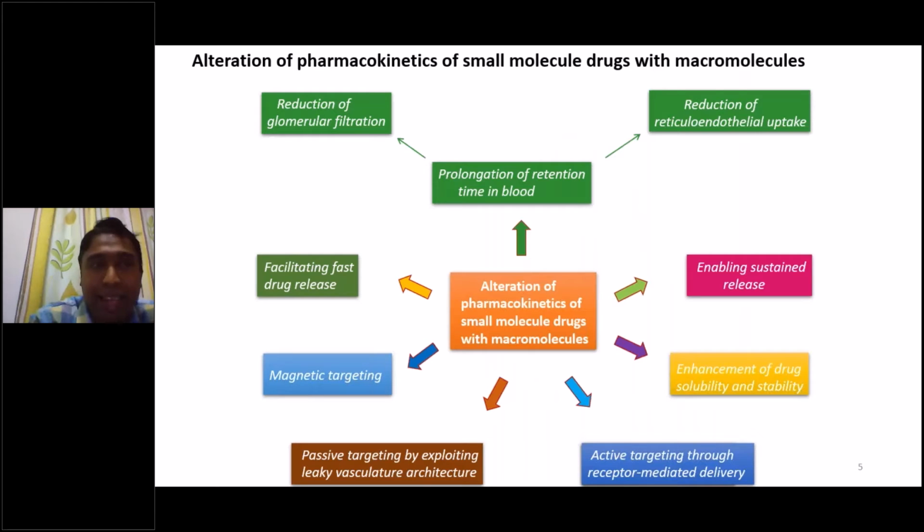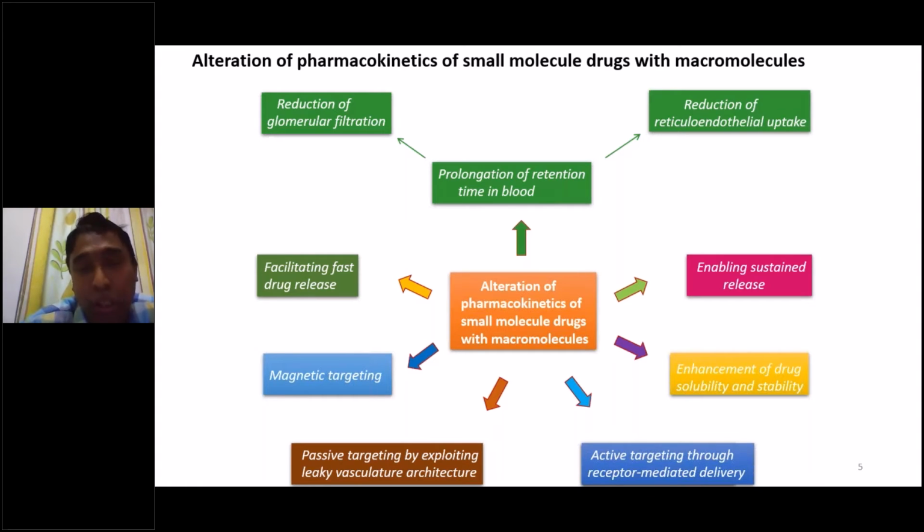Okay, now this slide is showing how nanoparticles can alter the pharmacokinetics of small molecule drugs. Nanoparticles, so there is some misunderstanding. General people think that nanoparticles are very small. Actually, they are not smaller than small molecule drugs. They are much bigger than small molecule drugs. Nanoparticles are in the range of few nanometer to few hundred nanometers. On the other hand, small molecule drugs, as I mentioned, all are below one nanometer.